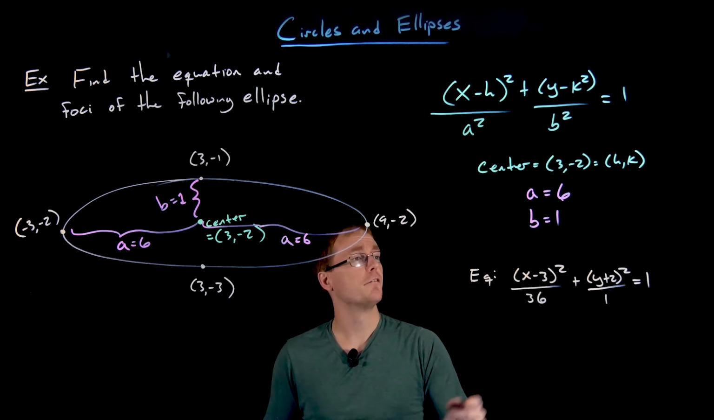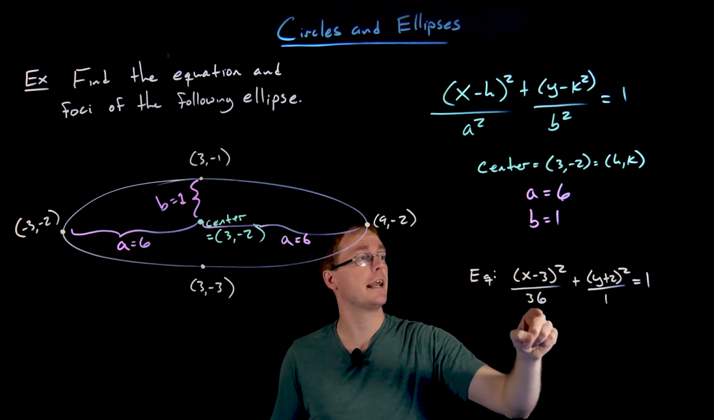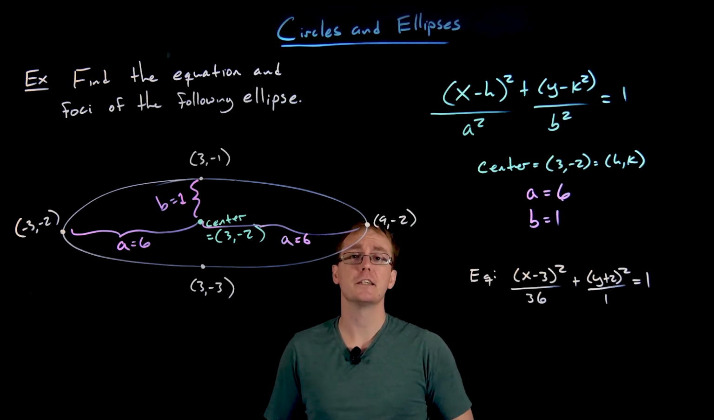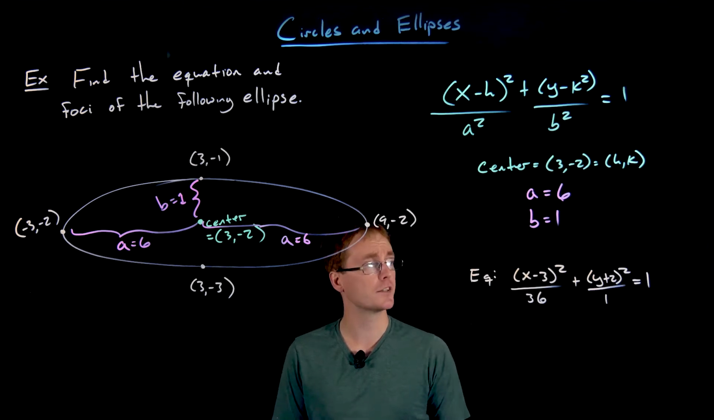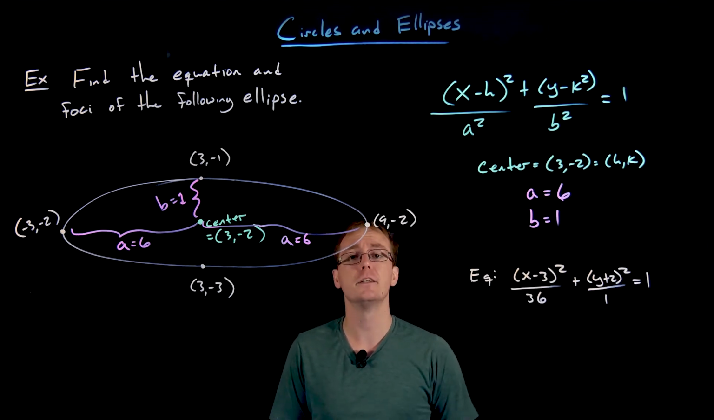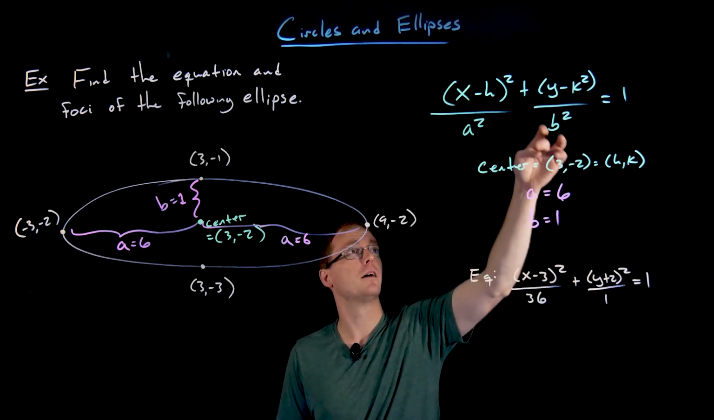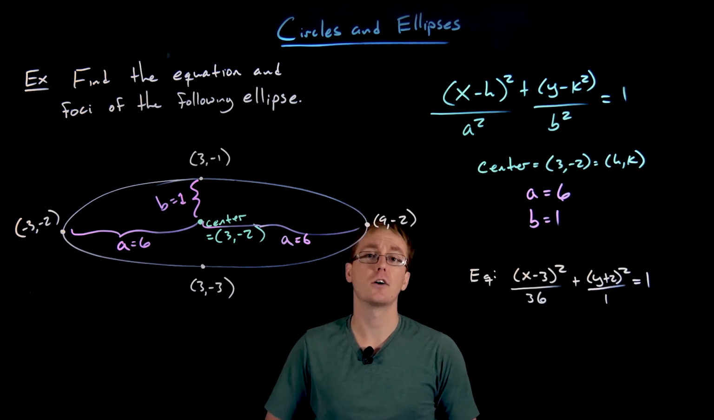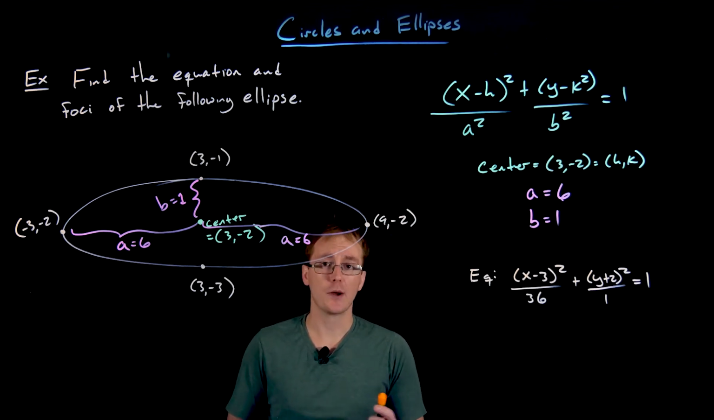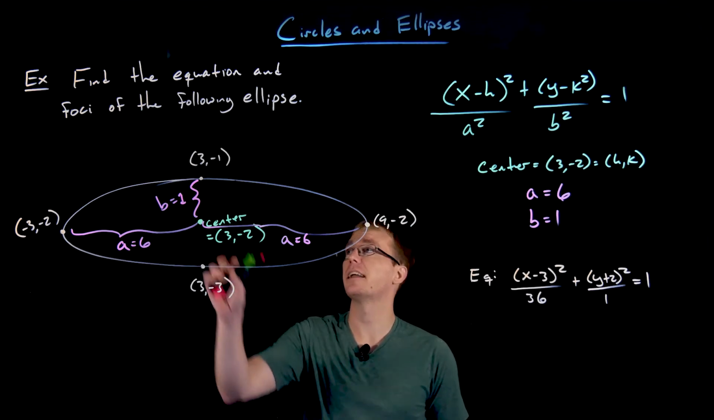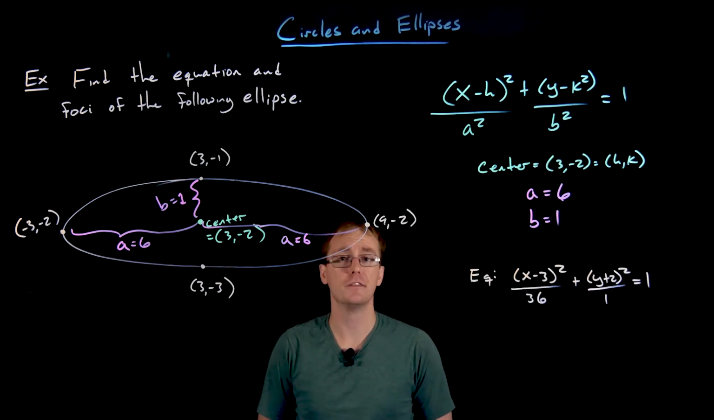And so just plugging in our values for h, k, a, and b, we see that the equation that describes the given ellipse is the quantity (x minus 3) squared divided by 36 plus the quantity (y plus 2) squared divided by 1 is equal to 1. We don't need to write that numerator of 1 there, but I'm just writing it to make it look as much like our standard form as possible. So we're almost done with this example, but we have one last task to complete, and that is to find the foci of the ellipse.